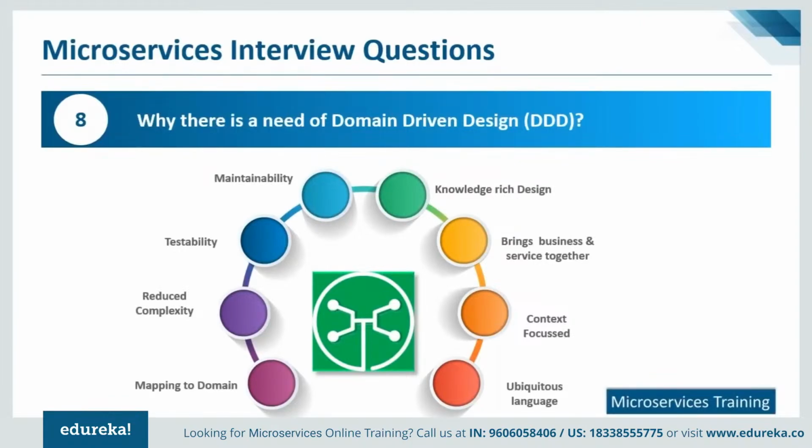Now this helps you reduce complexity. Why? Because your concern is just that domain. Again, testing the application also becomes easier, and maintaining it also becomes easier because everybody is on the very same page. Knowledge rich design. Yes, these applications are very heavy on knowledge that is focused on a particular domain. It brings business and service together, and it is very context focused, plus it uses ubiquitous language.